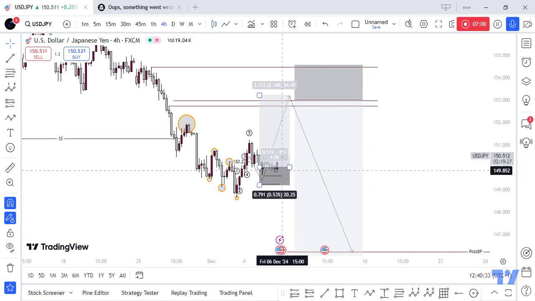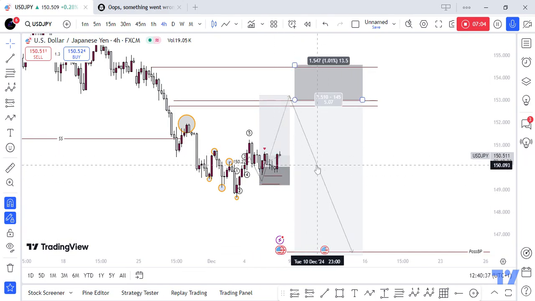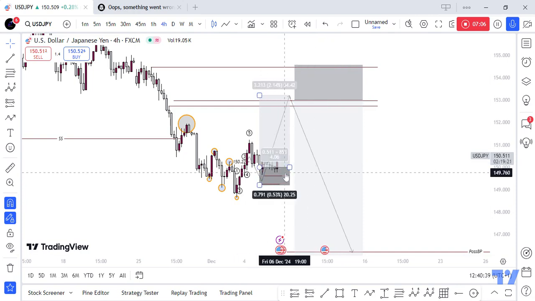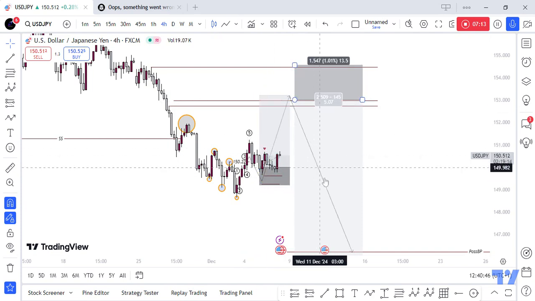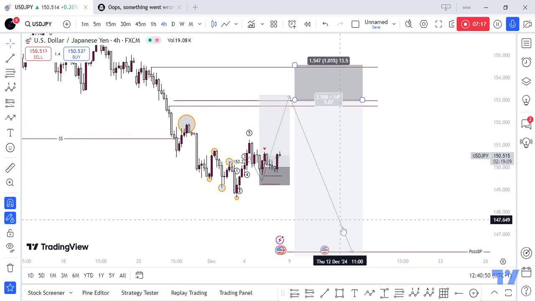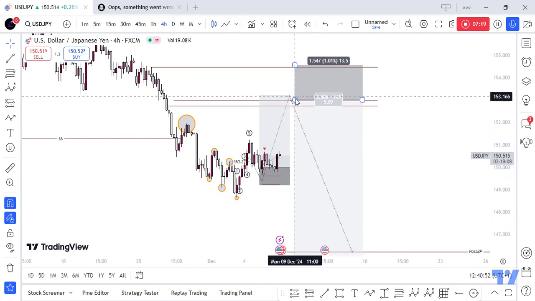Just be patient to see price do what it needs to do, and just don't forget I said that if NFP goes very well for the dollar, that means if it favors the dollar, it strengthens the dollar, you want to see price rally up to this region, and then you'll be waiting for that sell off right into the early part of next year, probably January, February. Should be selling this down.